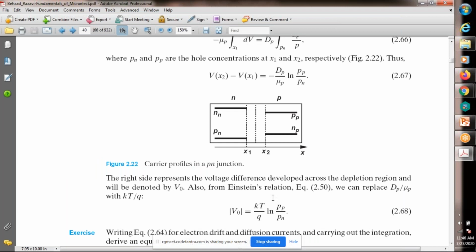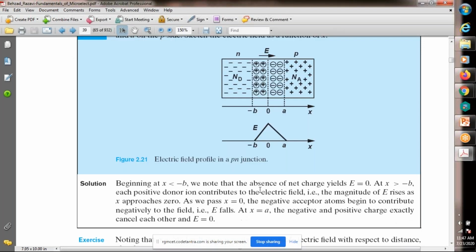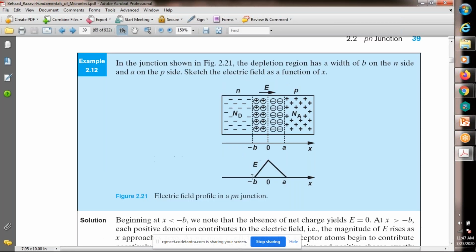For Razavi, taken left side N, right side P, so the electric field is a positive triangular. Whereas in the Millman textbook, we consider the left side P and right side N, because these two are interchanged, minus here and plus here, you will get a negative triangular. Anyway, the shape of the electric field is triangular only.